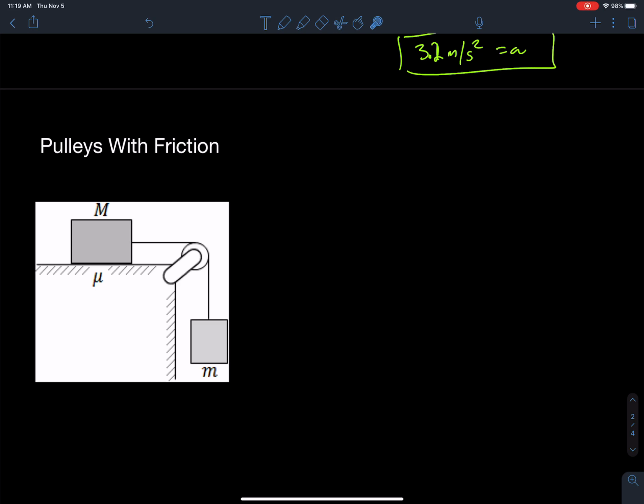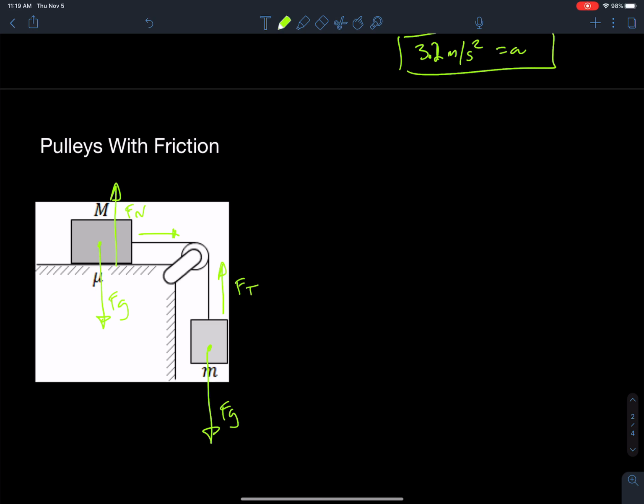So how does this work? How do we factor in friction? This mu is my friction coefficient. So how do we factor it in? Let's just review and draw a free body diagram. So that's my force of gravity, and that's my force of tension. Okay, this is the force of gravity. That is my normal force.